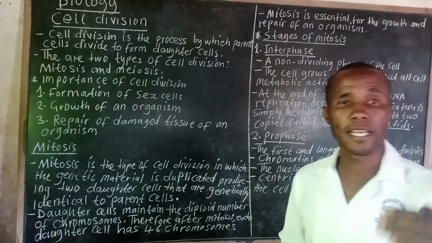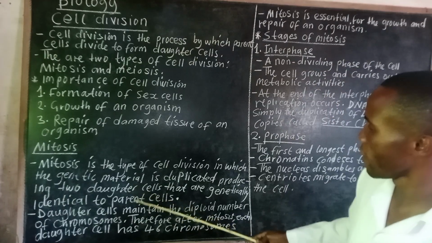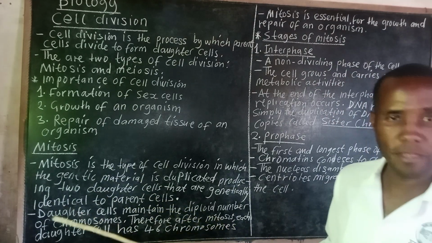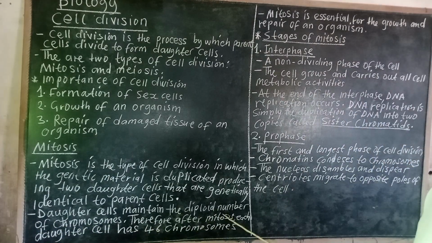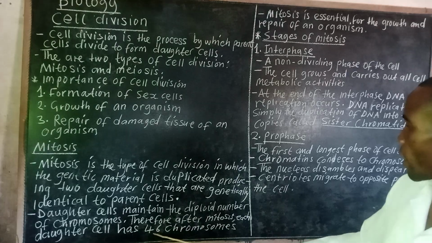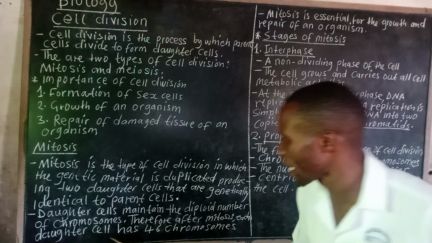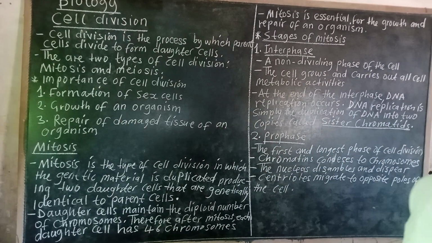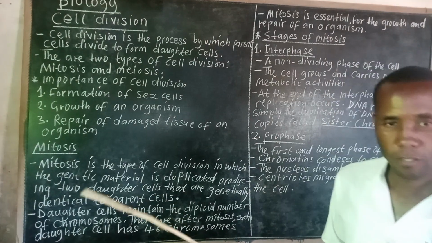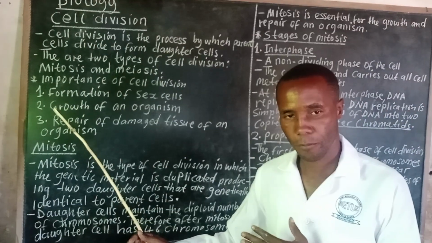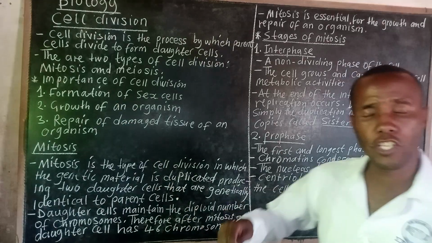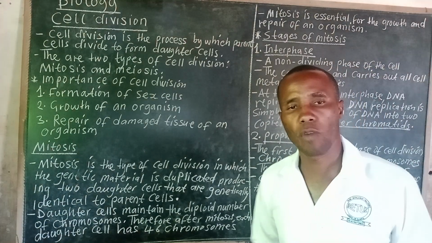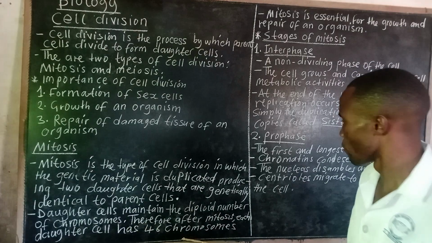So they maintain it. Why? Because they are identical with the parental cells. Therefore, they maintain the diploid number of chromosomes. Therefore, after mitosis, each daughter cell has 46 chromosomes. So after that type of cell division, each daughter cell is going to have 46 chromosomes.